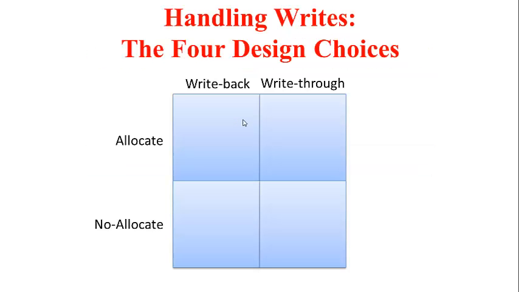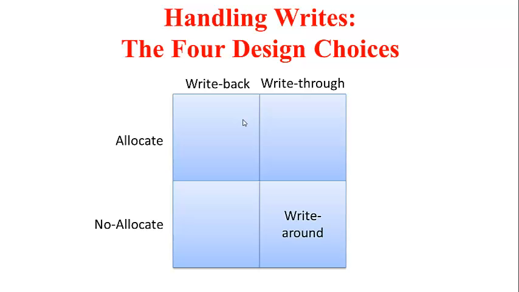Putting together the two design choices with respect to write hit and the two design choices with respect to write miss, we have overall 4 design choices, 2 cross 2. This diagram represents that. The two choices along the columns are the choices for what we do during a write hit, and the two choices along the rows are what we do during a write miss. So when we implement a particular cache, we need to choose among these 4 possibilities.